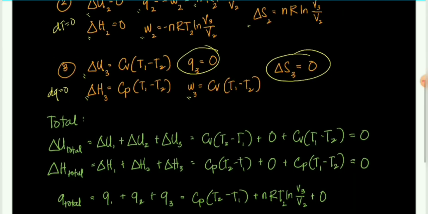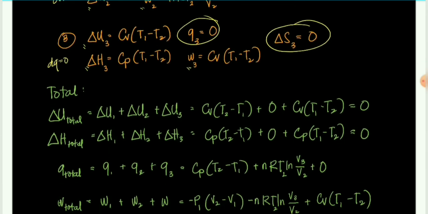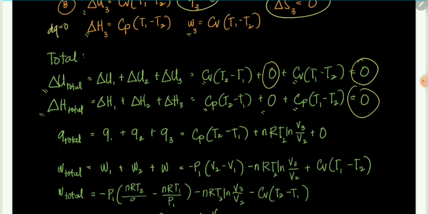Okay? So now let's calculate the total parameters for the cycle. So the total delta U is just equal to CV times T2 minus T1 plus CV times T1 minus T2. It is 0 in the isothermal step. So therefore, the total internal energy for the cycle is 0. So the delta H total is also equal to the sum of the delta H for each step, CP times T2 minus T1 plus 0 for the isothermal step plus CP times T1 minus T2 for our adiabatic compression step. So delta H total is 0 for the cycle. Q total is Q1 plus Q2 plus Q3. Okay, so that's equal to CP times T2 minus T1 for the isobaric step, plus NR T2 ln V3 over V2 for the isothermal step, plus 0 for the adiabatic step. So this one is a non-zero value.